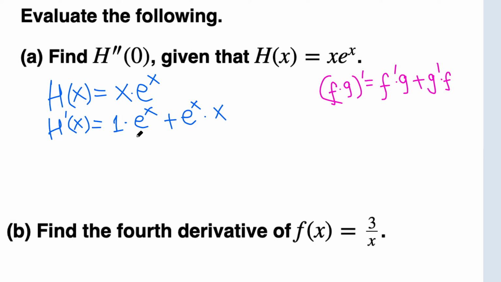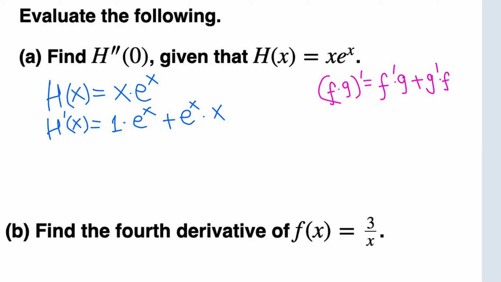1 times e to the x is in fact e to the x, plus x times e to the x. Since we have to find the second derivative and evaluate at 0, it's better to simplify. So we got two terms. Simplify means always factor the common factors. So here we can factor e raised to x out. That leaves 1 plus x. So we still have e raised to x times the quantity 1 plus x. We still have a product. This is the first derivative.